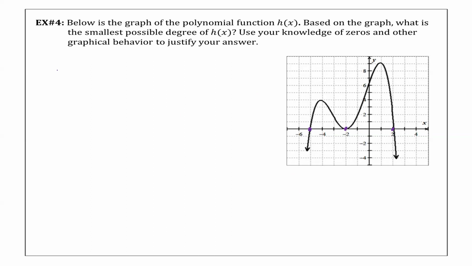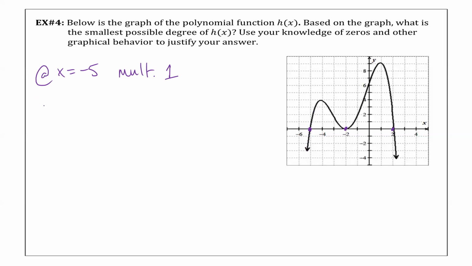So based on our zeros, I should be able to write them in and identify their multiplicity, correct? My first 0 is at x equals -5. What is the multiplicity there? The multiplicity is 1. It just crosses. It doesn't have any special features.